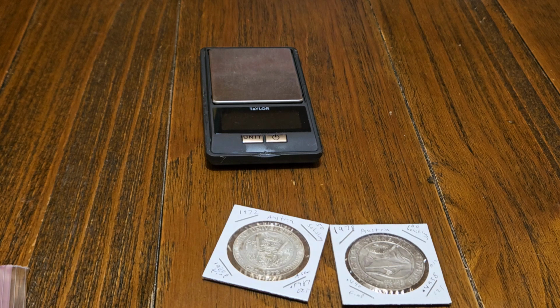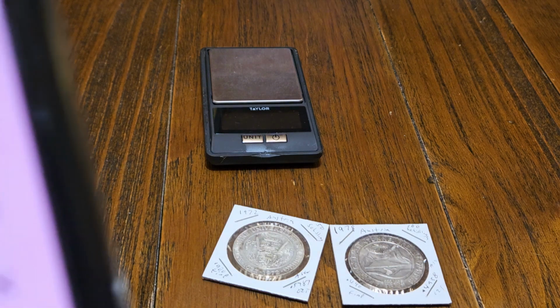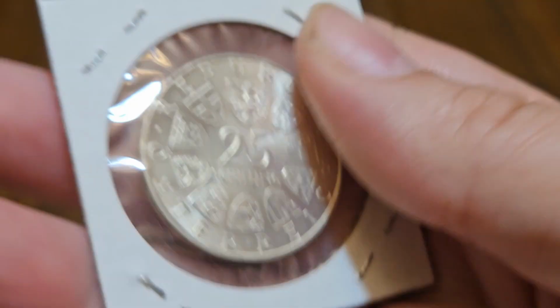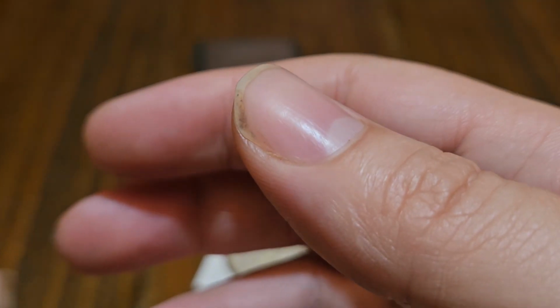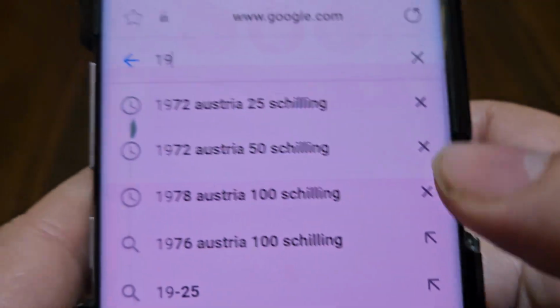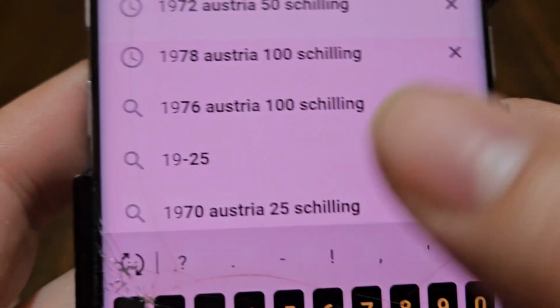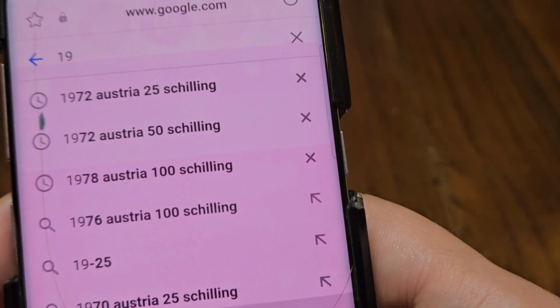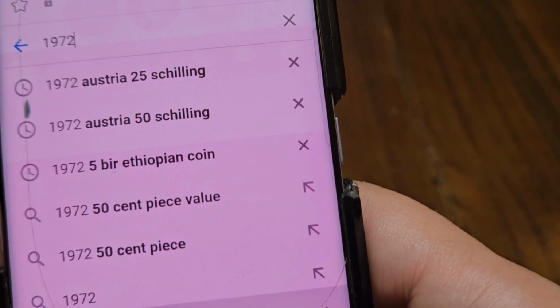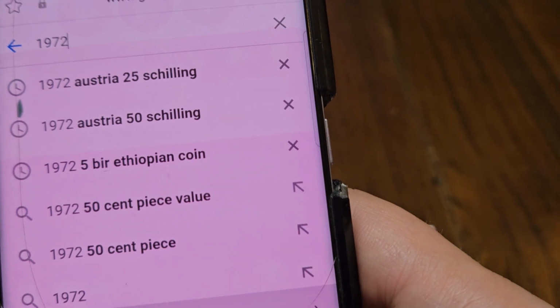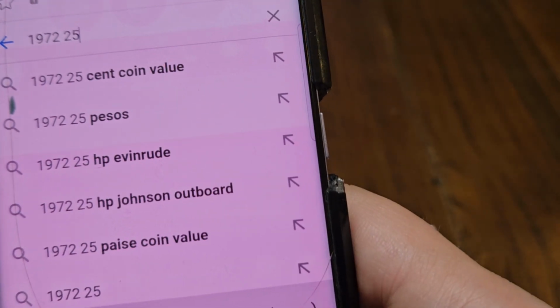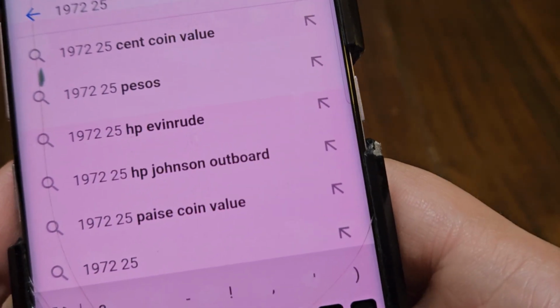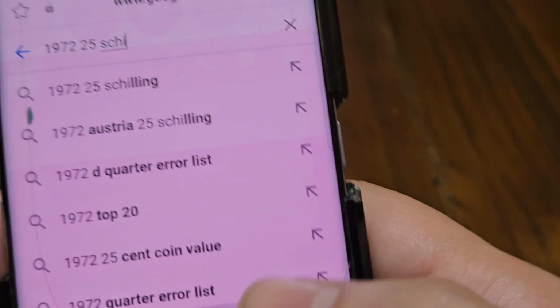All right. So what I'll type in is what we do know. 1972, 25 shilling. Okay. There we go. Now, this is in my history, so don't go by that. It's not going to be that easy. 1972, 25 shilling. And it says that right on the coin.